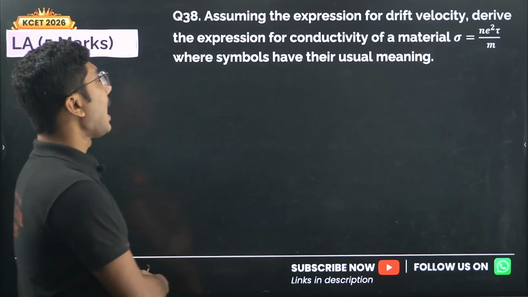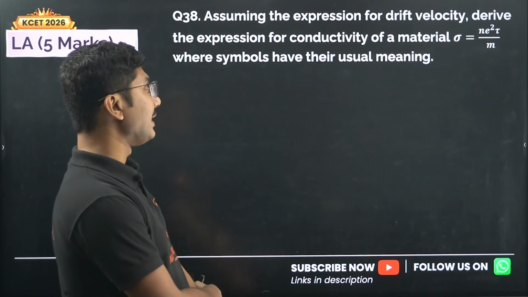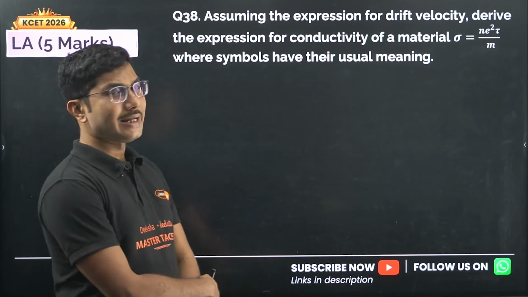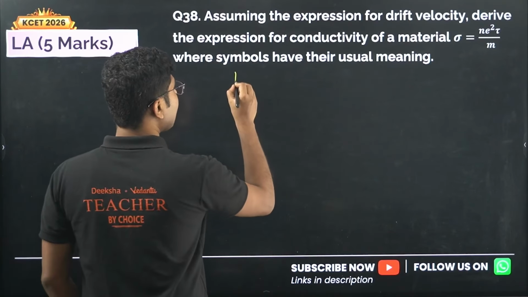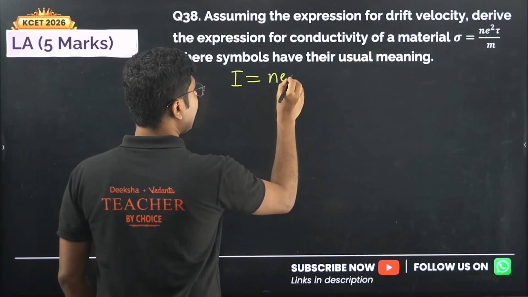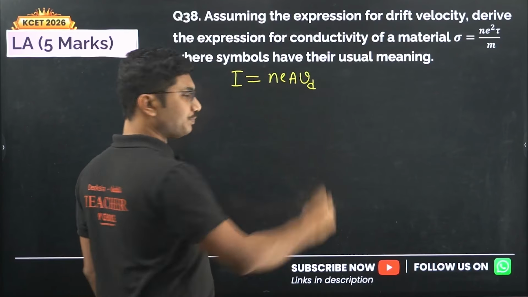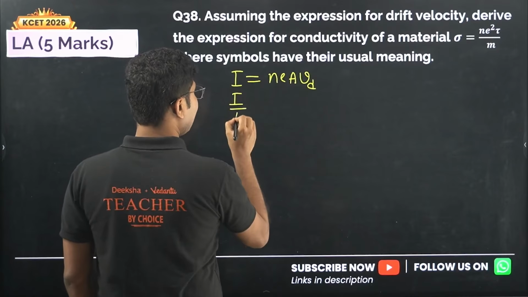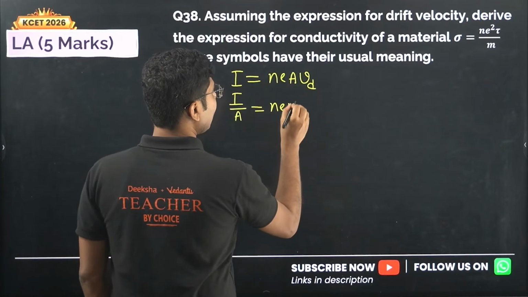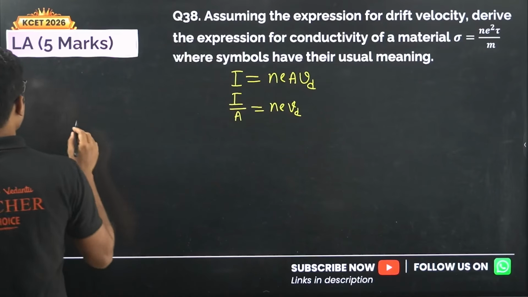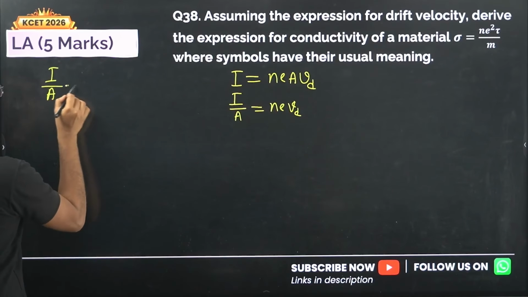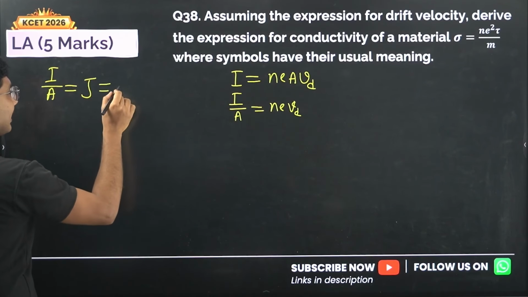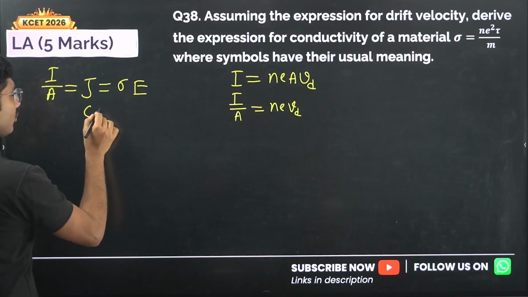Now let's move on. Assuming the expression for drift velocity, derive the expression for conductivity of a material, sigma equals n e square tau by m. So this is one of the easiest derivations. We know that current equals n e A vd, or I upon A equals n e vd. What is I upon A? I upon A means current density J. It is called current density J. Now from Ohm's law we know that J equals sigma E. This is Ohm's law.